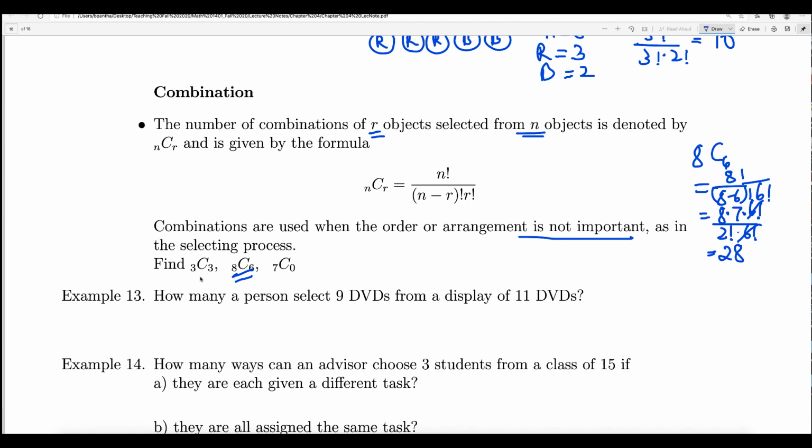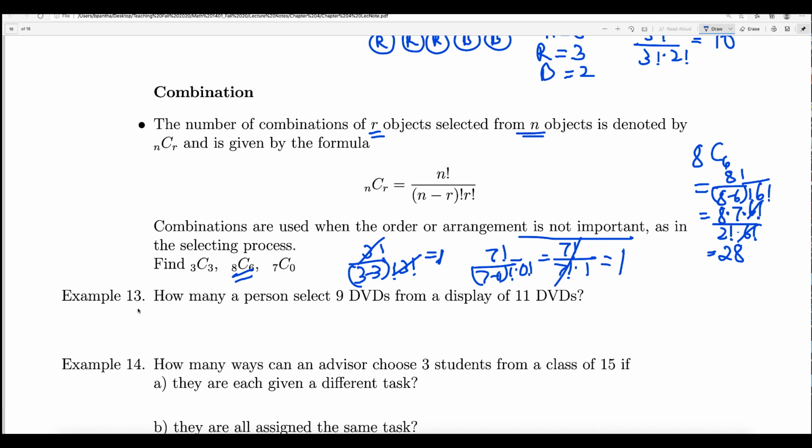So what will be 3C3? You just use that same formula. You will get 3 factorial over 3 minus 3 factorial times 3 factorial. That cancels out. This will be 1. 7C0 will also be 1. 7 factorial over 7 minus 0 factorial times 0 factorial, right? So you get 7 factorial divided by 7 factorial times 1. That is basically 1.